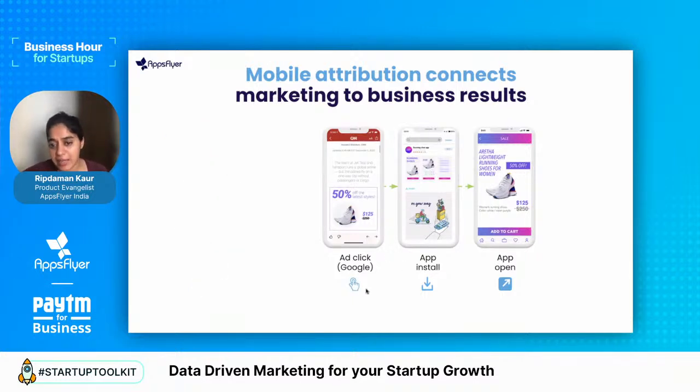Simply, there would have been an ad click, an app install, and an app open. Let's say you were running with only Google and Facebook. Both of those media sources would have claimed the install, and as a marketer, you would have been paying both of these sources for that same install. But with the help of an MMP, it attributes your install to the right source based on something called the lookback window. So you don't have to pay multiple sources for that single install.